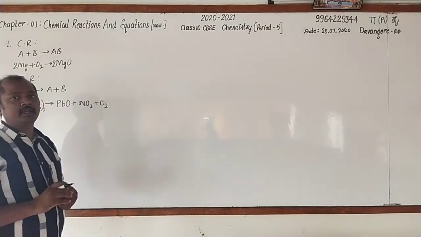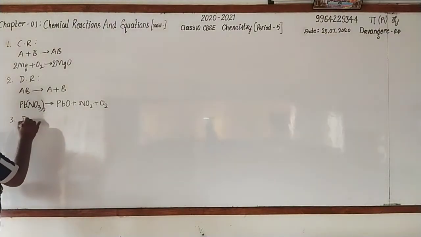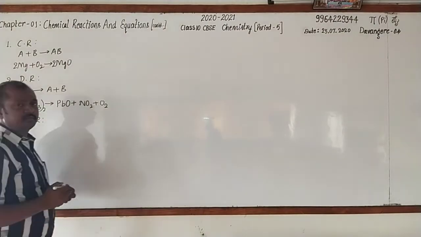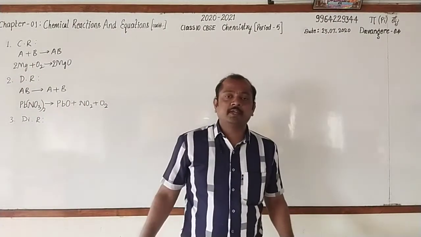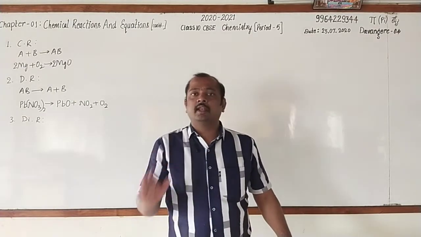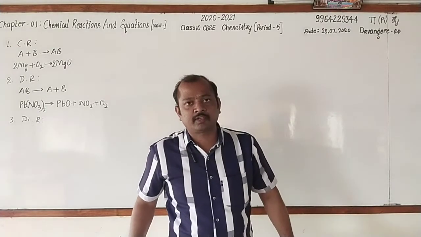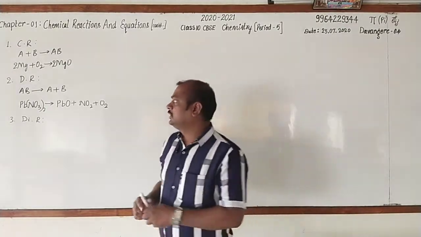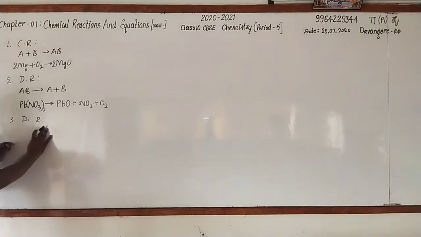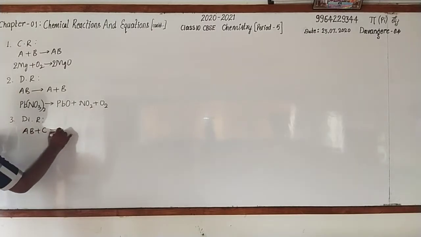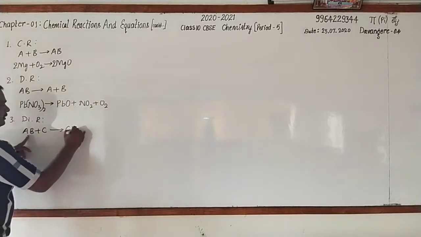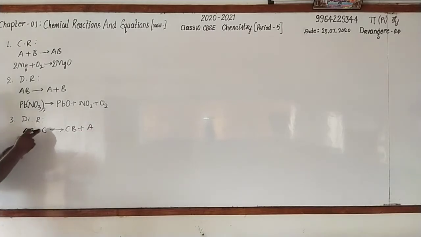Next, the third type of chemical reaction is displacement reaction. It is a type of chemical reaction in which an element present in a compound is displaced by another element which is more reactive. Is it not? It is called displacement reaction. Then we can write this as AB plus C gives rise to CB plus A. A gets separated because C is more reactive than A.